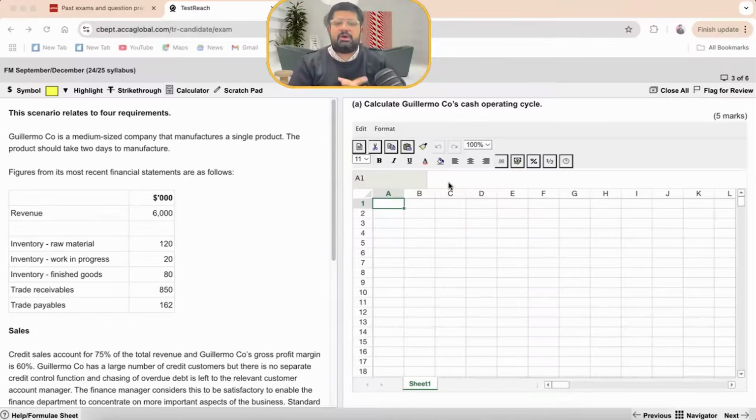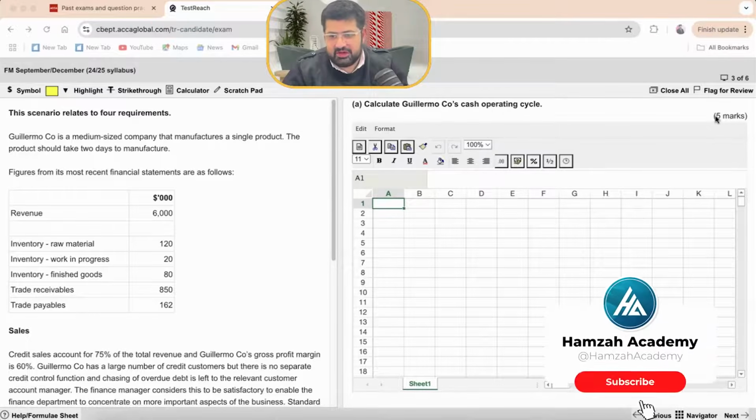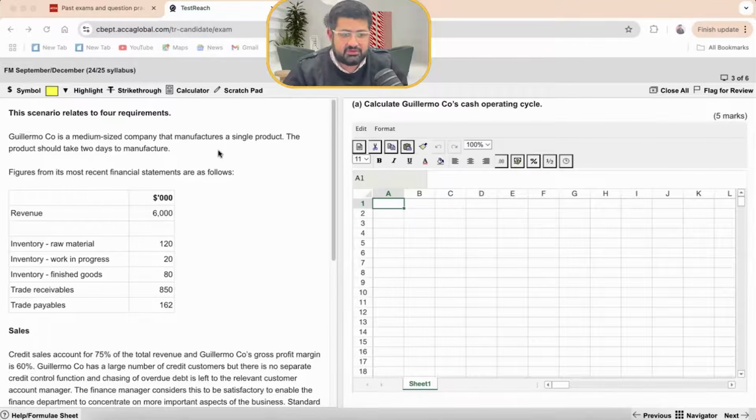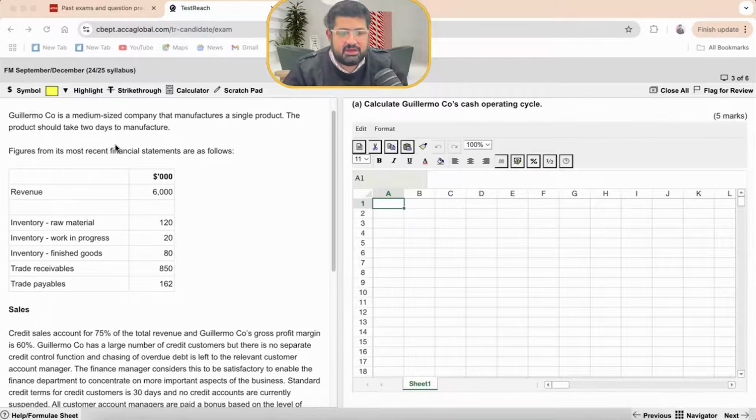So the second question of the past paper, September, December 2024. The first requirement is calculate G company's cash operating cycle, 5 marks. So cash operating cycle, or trade cycle, or cash cycle, it all has the same meaning. 5 marks it is. So G company is a medium-sized company that manufactures a single product.